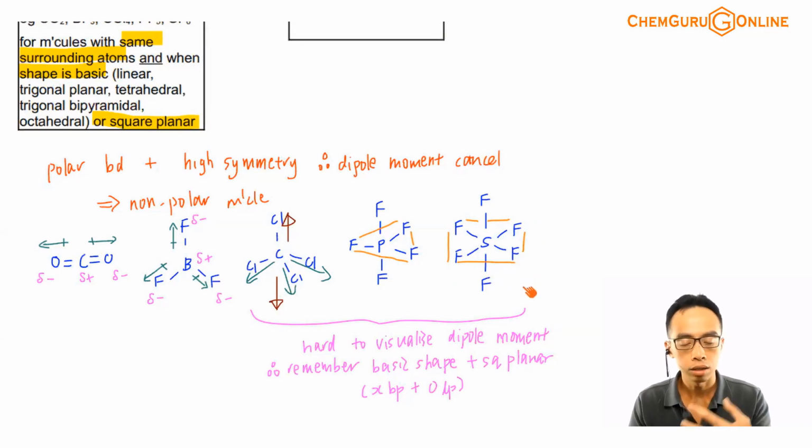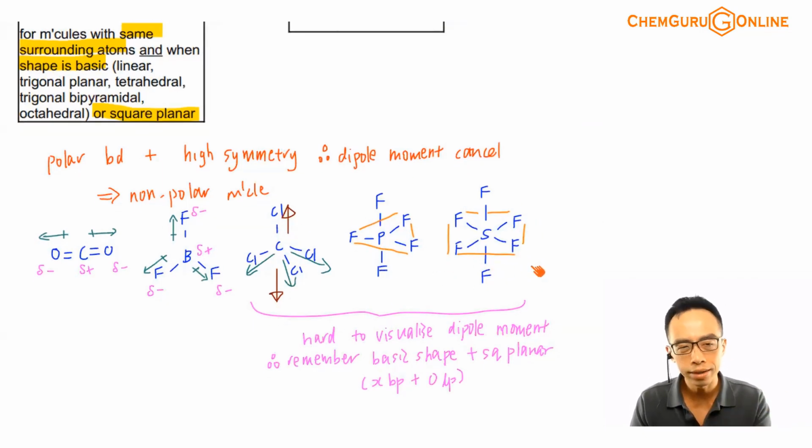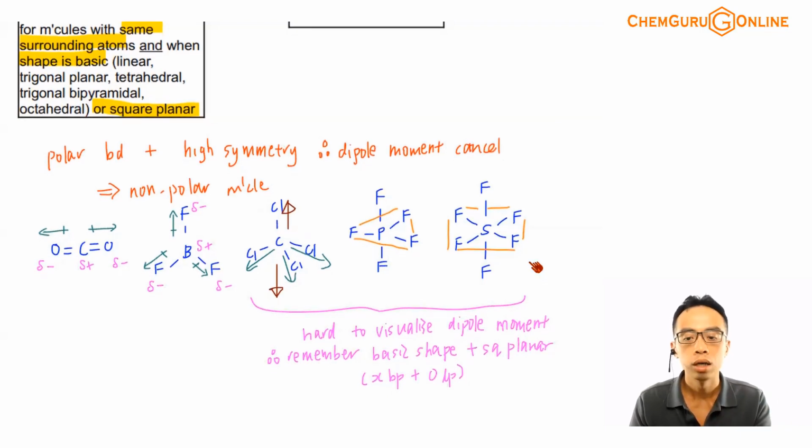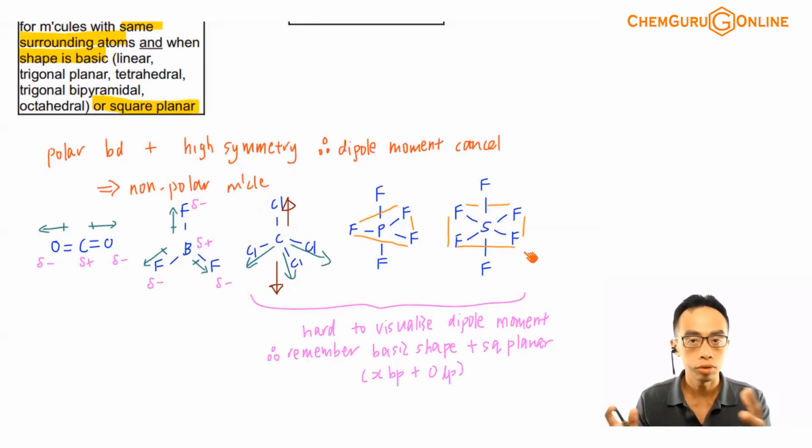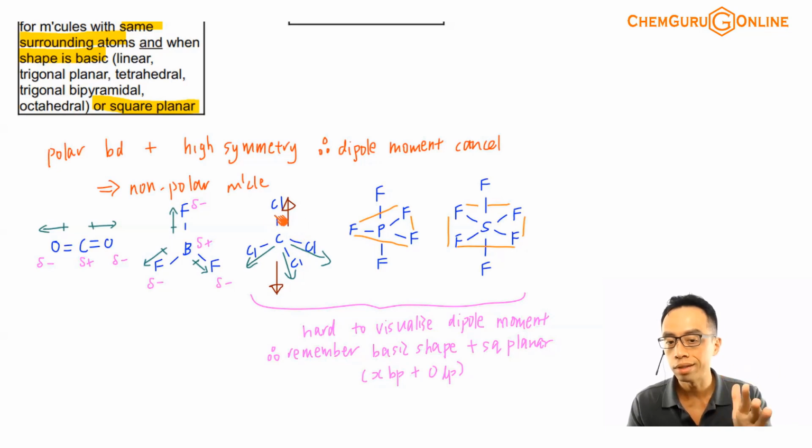The idea that we want to have an appreciation of is that for 3D species, when you have many bonds, it's not so easy for me to visualize the dipole moment. So I think it is a lot easier for me to just say, okay, I know which one has high symmetry, so therefore the dipole moment will cancel out. I just remember basic shape, non-polar, provided that the surrounding atoms are the same. Let's say for example CCl4, surrounding atoms will all be chlorine, then this is highly symmetrical.